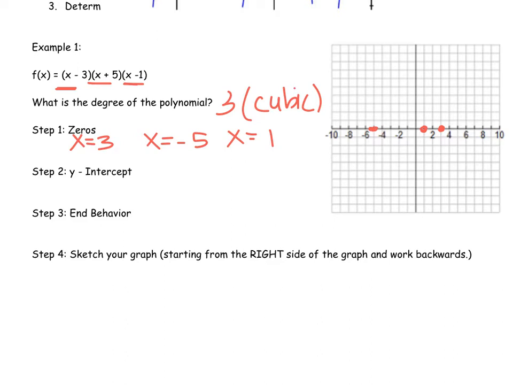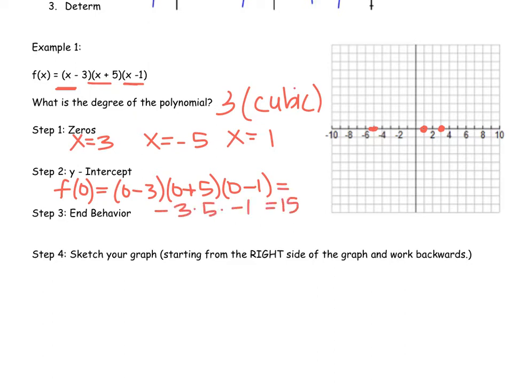The next thing we want to find is the y-intercept. In other words, we want to know what is the value of the function when x is 0. So we're going to evaluate, and we get negative 3 times 5 times negative 1, which is positive 15. So we know our y-intercept is (0, 15). And you'll notice on this graph that there's no markings on the y-axis, and that's so that we don't get tripped up when we're graphing by finding the y-intercept, which sometimes is a very high number.